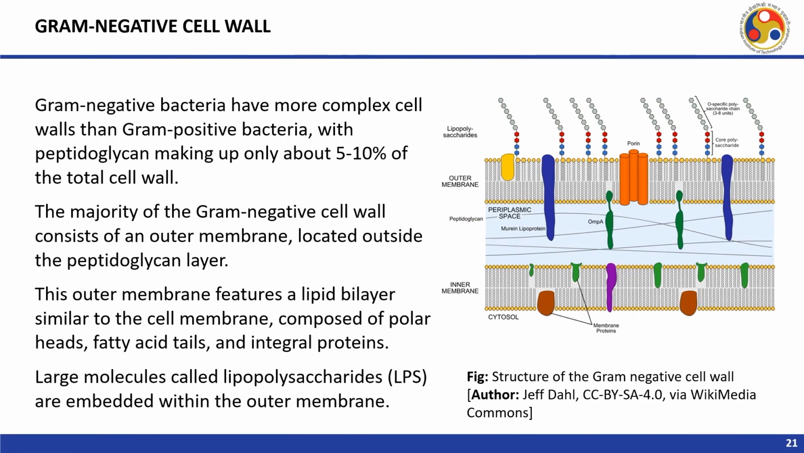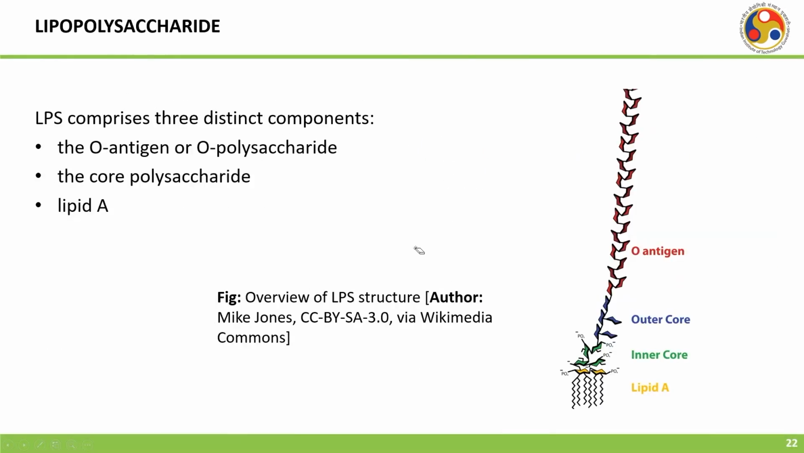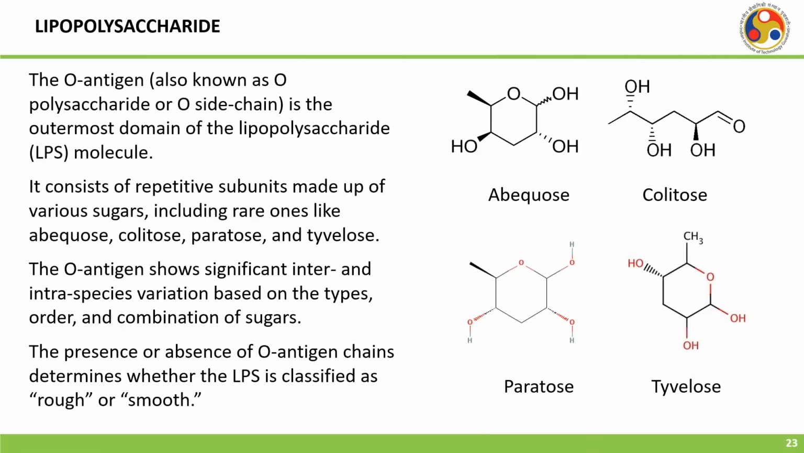This outer membrane features a lipid bilayer similar to the cell membrane, composed of polar heads, fatty acid tails, and integral proteins. Large molecules called lipopolysaccharides are embedded within the outer membrane. These lipopolysaccharides comprise 3 distinct components: the O antigen or O polysaccharide, the core polysaccharide, and the lipid A. The core polysaccharide, you can see, can be divided further into outer core and inner core.